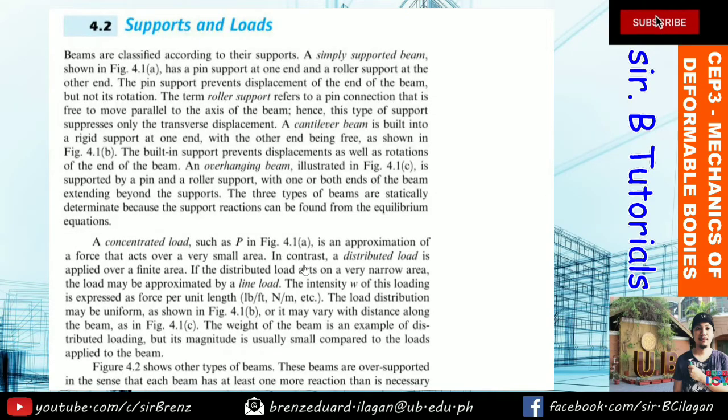Next, in contrast, a distributed load is applied over a finite area. If the distributed load acts on a very narrow area, the load may be approximated by a line load. The intensity omega of this loading is expressed as force per unit length. So this can be in the units of pound per feet, Newton per meter, etc. Or that is force over distance. The load distribution may be uniform as shown in figure 4.1b.